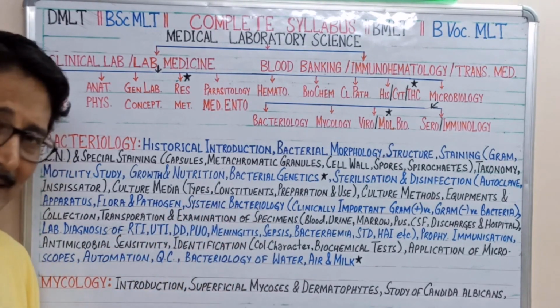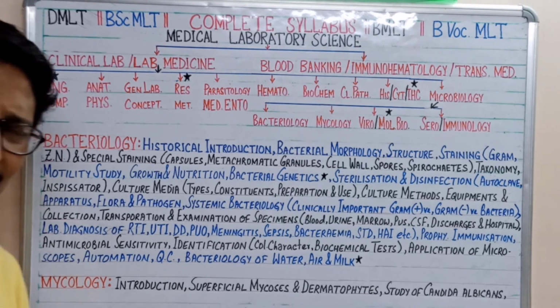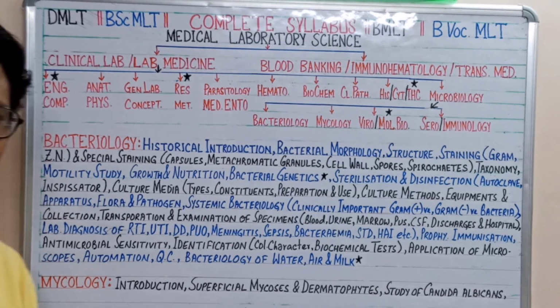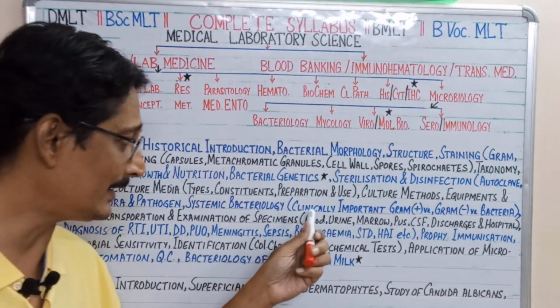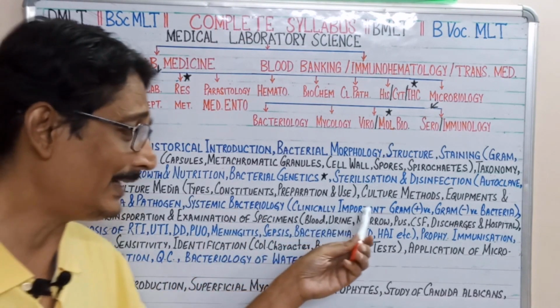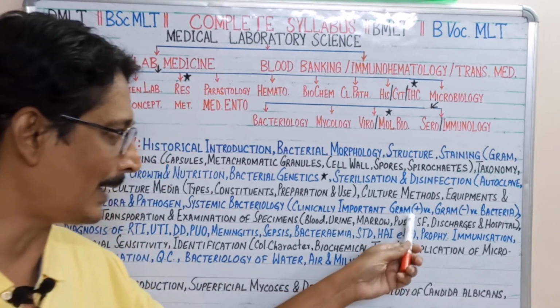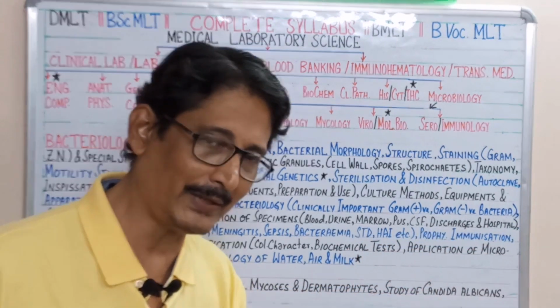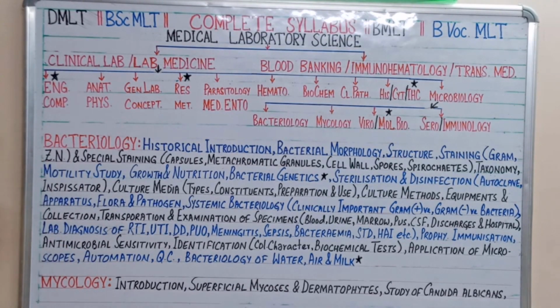Now in systemic bacteriology we have to study about 30 to 40 bacteria separately. They have different staining characters, different reaction characters, different constituents. So in systemic bacteriology, we have to study the clinically important bacteria, and the main group is the gram-positive or gram-negative bacteria. Here we have to study about 40 bacteria.